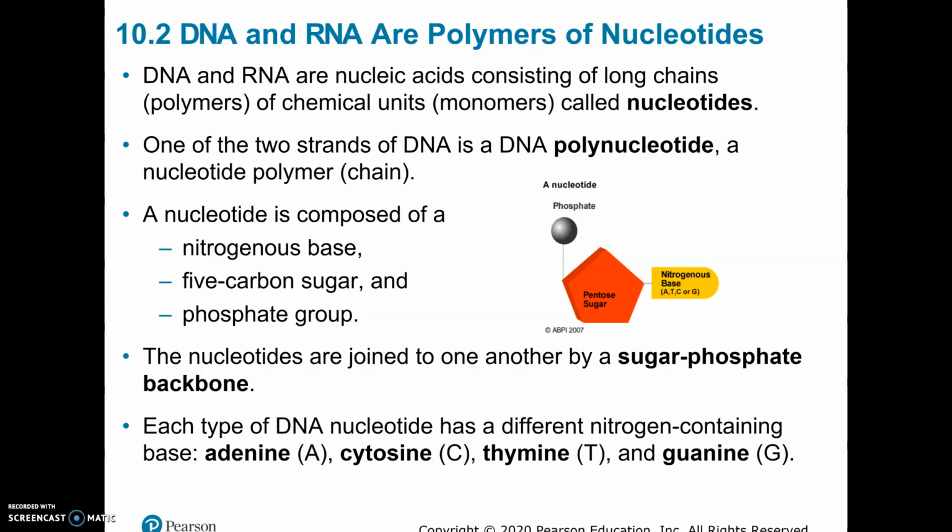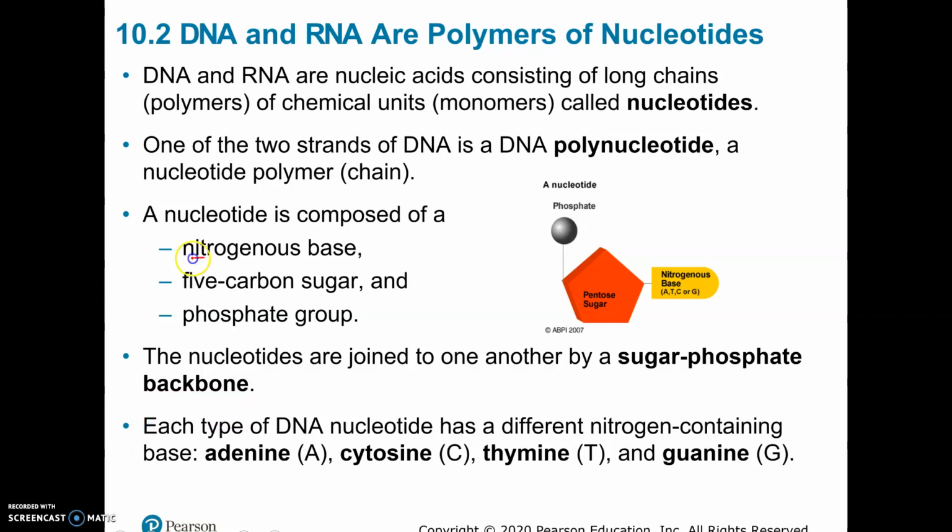So a nucleotide consists of three things. And this is actually true of DNA and RNA. They're both made of nucleotides, but they are still slightly different. So we're going to talk about DNA first. A DNA nucleotide has what's called a nitrogenous base, a 5-carbon sugar, and a phosphate group. In fact, RNA has these same three things.